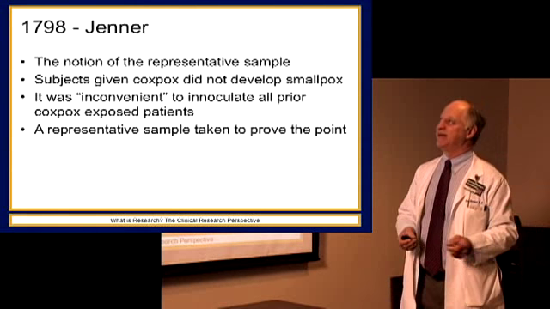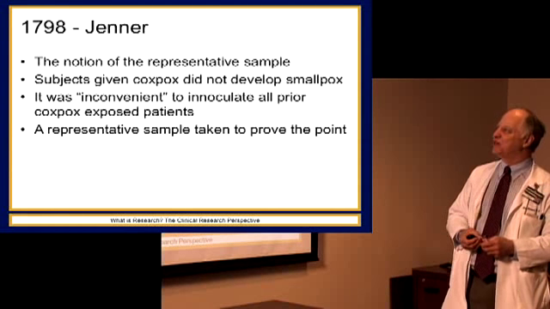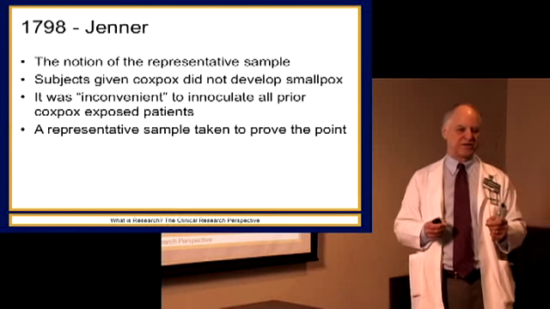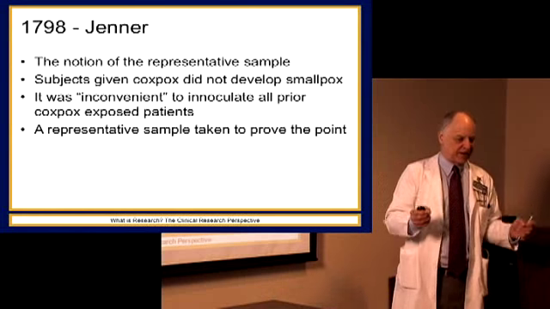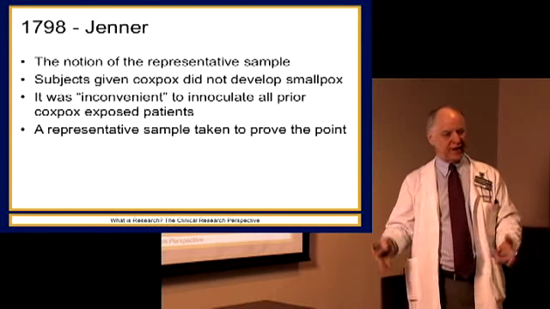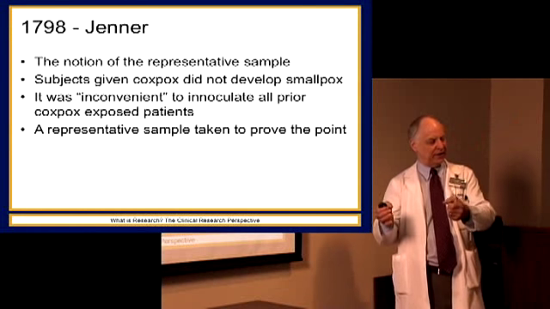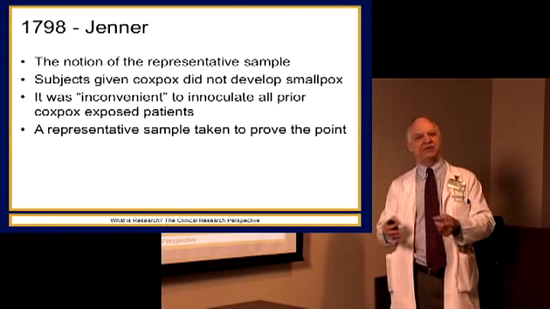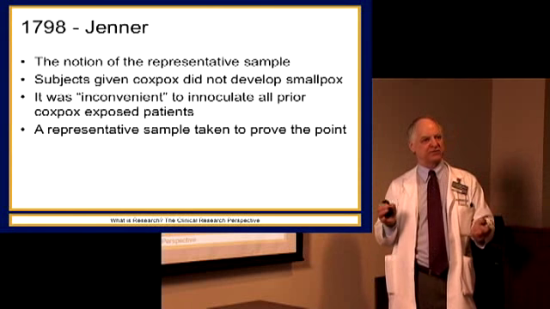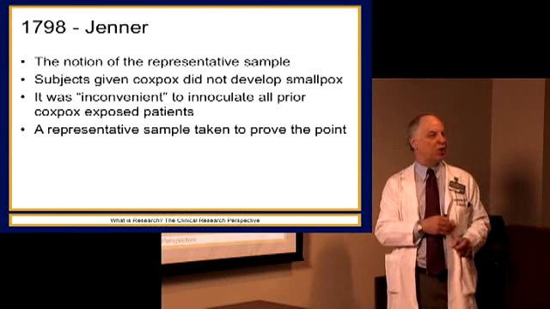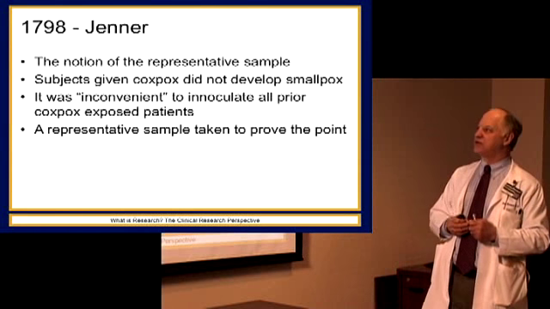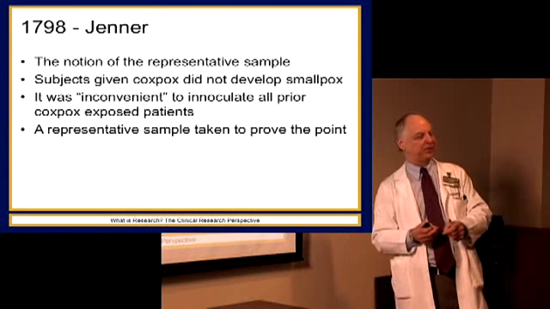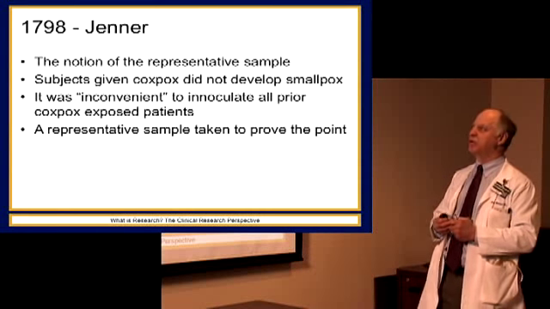Now, only 50 years later, Jenner is looking at smallpox. And he develops the notion of a representative sample. He had this idea from the fact that maids who milked cows, and cows had cowpox. Everybody knew what cowpox was at that time. These maids would get exposed to these cows with cowpox, and they never got smallpox. And so he had this notion that you could inoculate people with cowpox, and that would prevent them from getting smallpox.